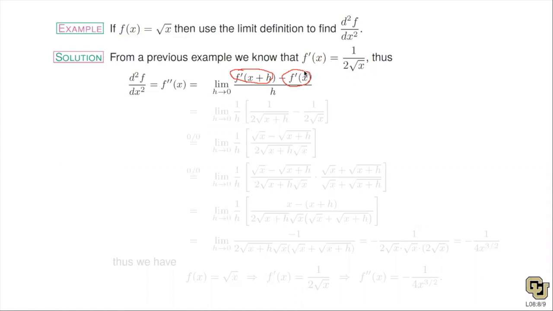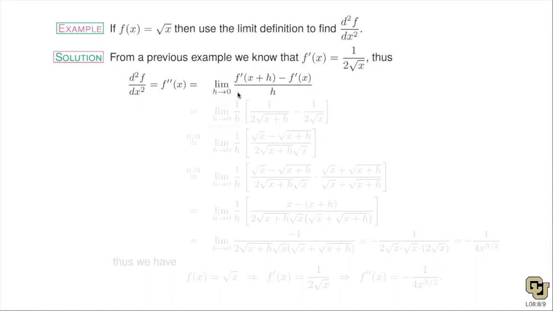So in section 2.3, we'll get our shortcut rules. And then finally, we don't have to do the limit definition anymore. So, in general, I would always say, just follow the instructions. If the instructions say to use the limit definition, then use the limit definition. Otherwise, I would use the shortcut rules, which we'll talk about shortly.